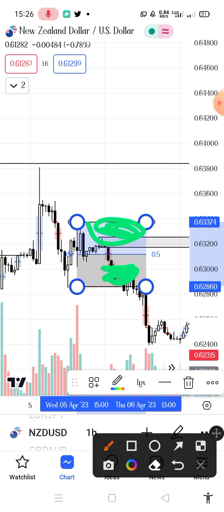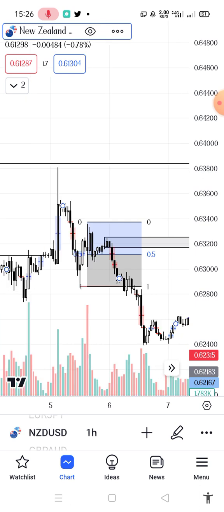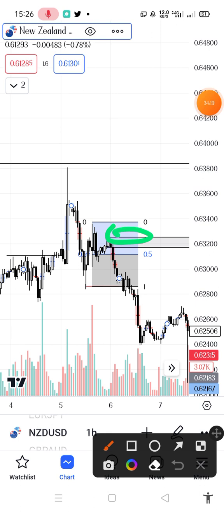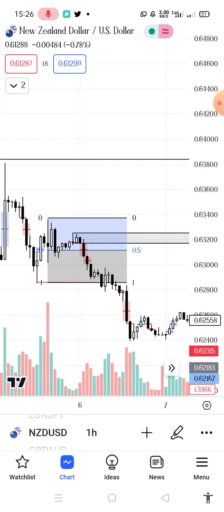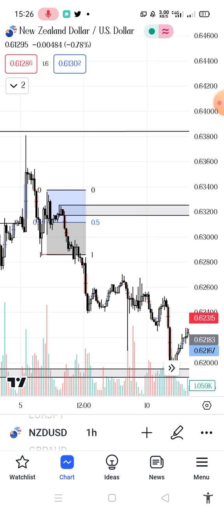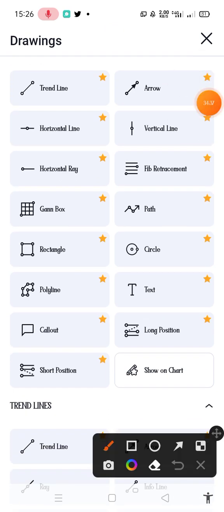Now, when you are selling, you consider this blue box at the top here. When you are looking to buy, you consider this black one. Let me show you how you use it. This tool here is used to look for your entry, your take profit level, and your stop loss level. When you are selling, you use this short position. When you are buying, you use this long position. So we are selling, we'll be using the short position.